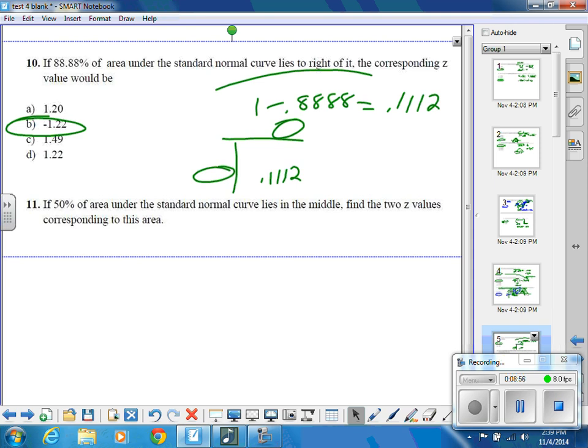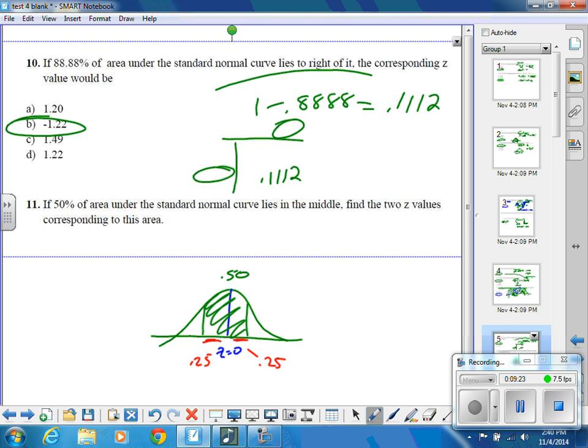Okay, this next one. Now this next one says that 50% of the area lies in the middle. Find the 2 z-values. Hey, guess what? Here's your chart. Okay, here is z equals 0, the mean, right? They're saying that this whole thing in green is 0.50. Well, I'm saying to you, what is this and what is this? It's split directly down the middle. It's 0.25 and this is 0.25.